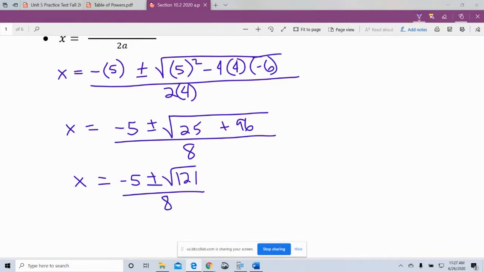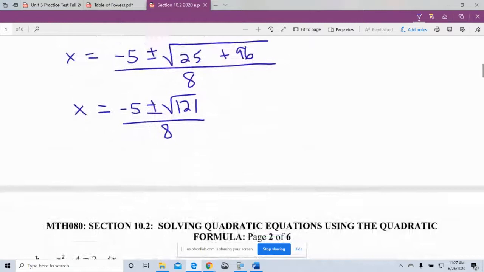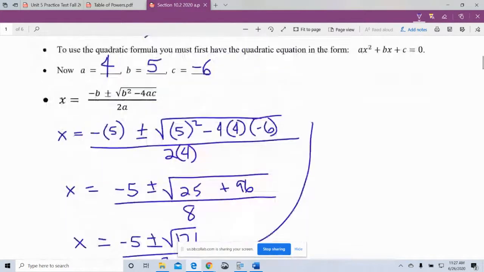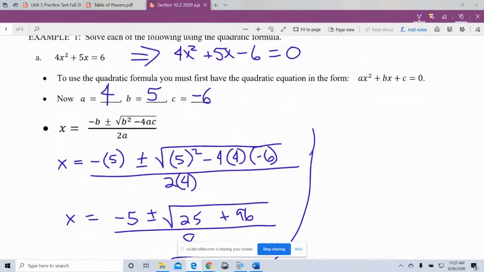All right, where am I relative to the bottom of this first page? Pretty close. So I think I'm going to move this up now. Give myself a little more space. So right now I have x equals, and then I have the negative 5 plus or minus the square root of 121, which is 11. And then all of it is supposed to get divided by the 8.